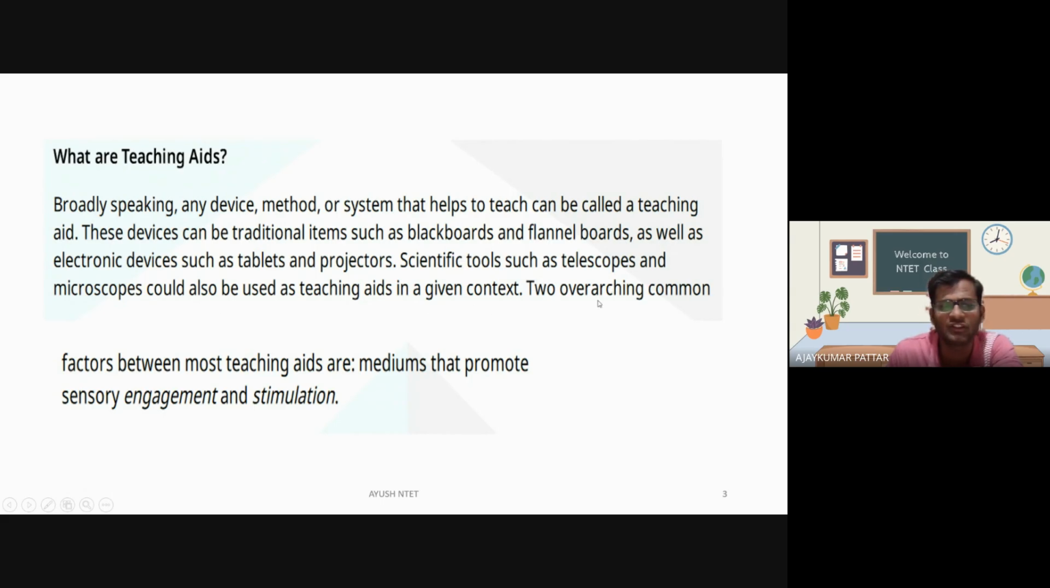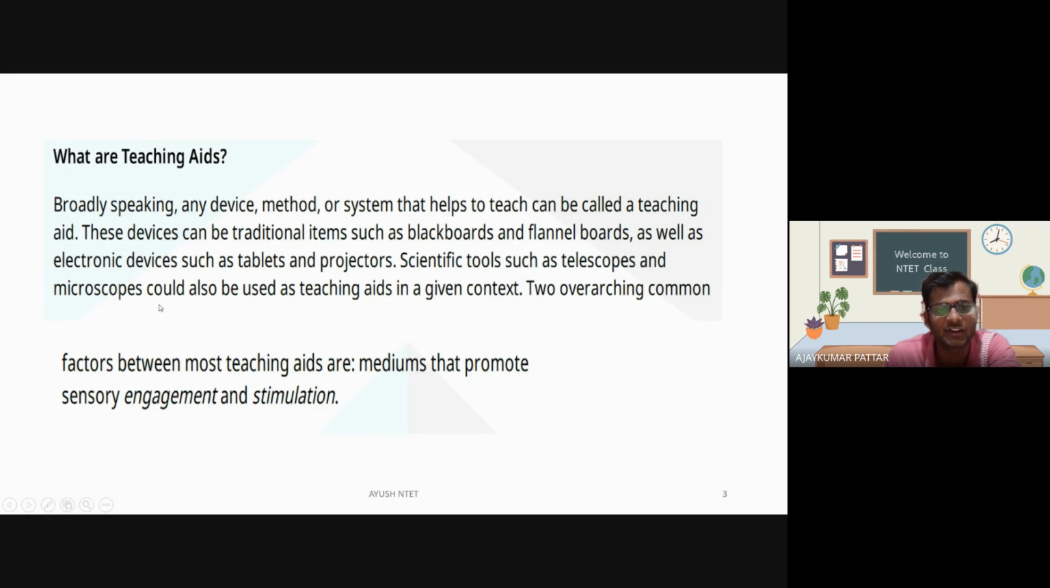The overarching common factor between most teaching aids is that they are mediums that promote sensory engagement and stimulation. So, the devices and things we use to help teaching, those things are called teaching aids. Sometimes, based on context or contextual purpose, we can interchange the terms instructional material and teaching aids. So what is that context? We will see in the next slide.